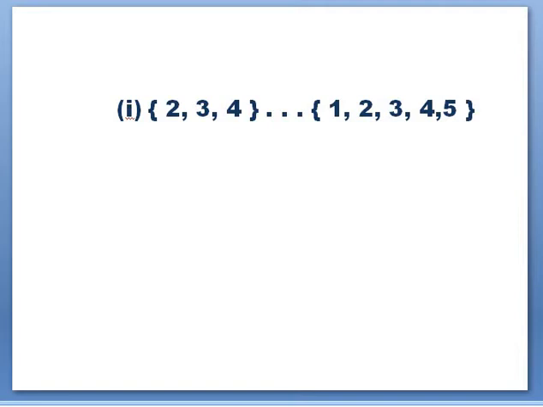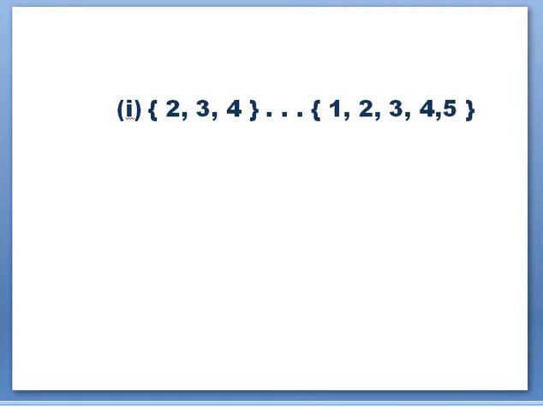On the left hand side, the elements of the set are 2, 3 and 4, and there is one more set on the right hand side which contains the elements 1, 2, 3, 4 and 5. Now, you have to verify whether the first set is a subset of the second or not.